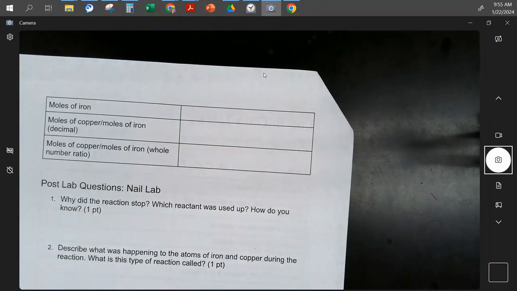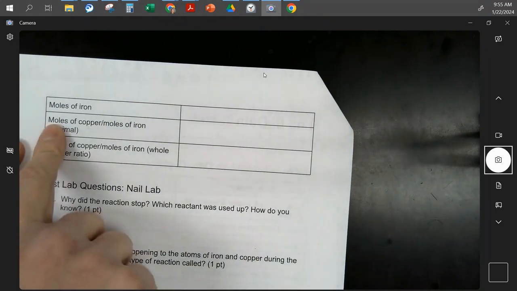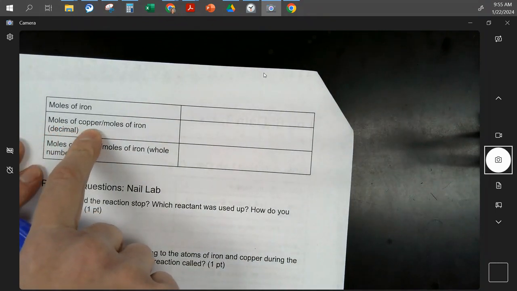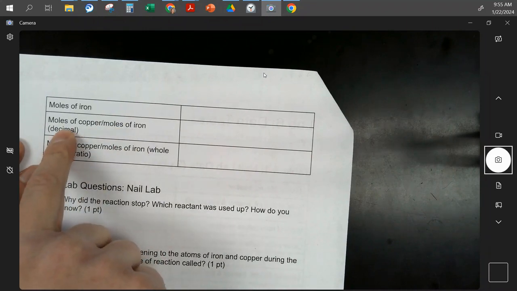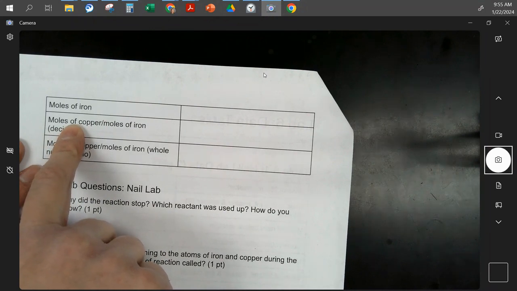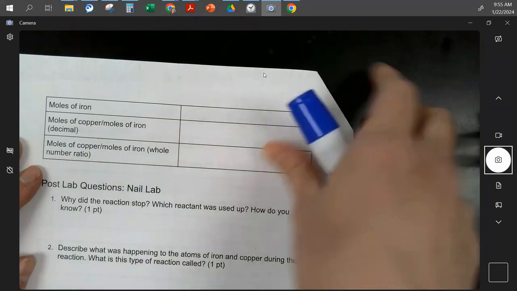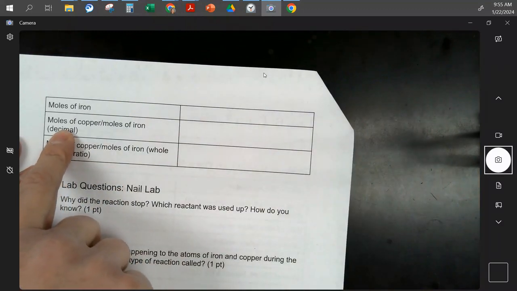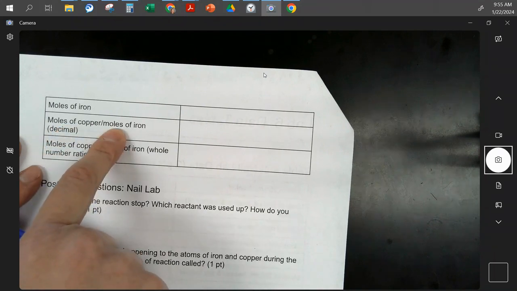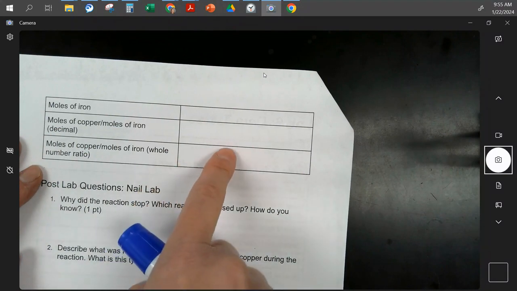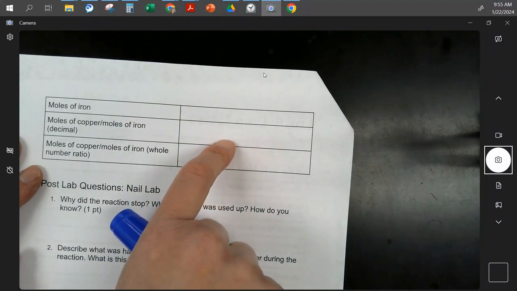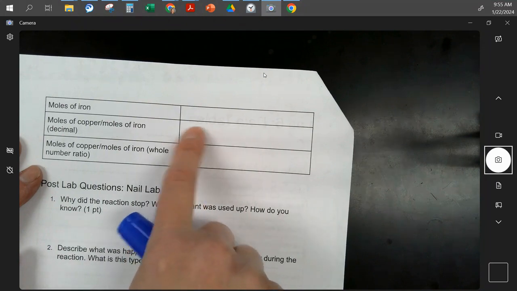Okay, questions so far? We're doing okay? Next question says moles of copper per moles of iron, and that's a decimal. So you're going to take the first box that you just found divided by the second box. Moles of copper is the very bottom box on the first page. Moles of iron is this box. So moles of copper divided by moles of iron, and put that as a decimal. How many sig figs should we have? Our other numbers had 3, so this one should have 3.